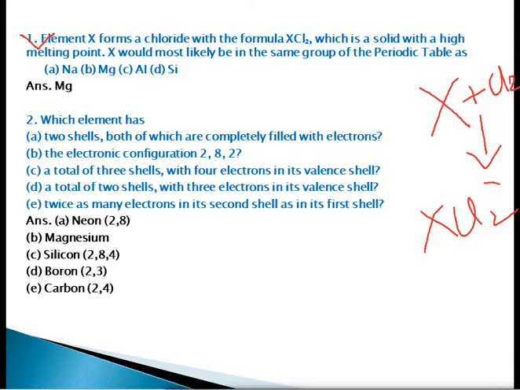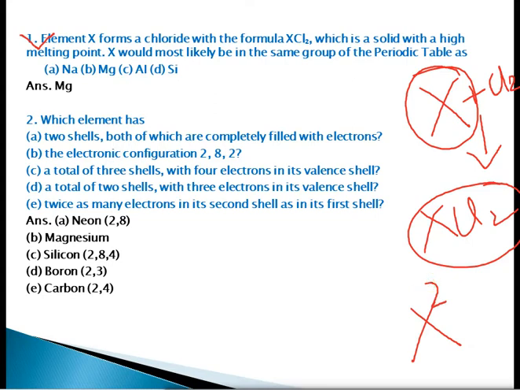This XCl2, the chloride formed by the combination of X and chlorine, is a solid with a very high melting point. We have to predict the name of this element X. From the valency we can identify it. The compound is XCl2, which means X must have a valency of 2+, and chlorine has a valency of -1. They exchange their valencies and form XCl2.